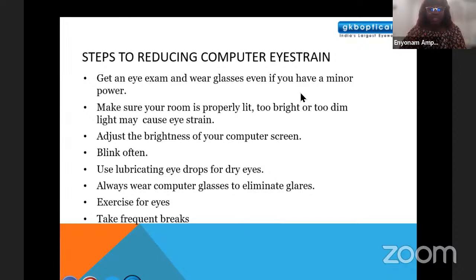The second thing is that you should make sure your room is properly lit. Have enough lighting. It shouldn't be too bright, and it shouldn't be too dim. Imagine those who use a computer, laptop, tablet, or phone, especially at night, instead of sleeping, looking at their phone for a long period of time. All these things can contribute to eye strain. So it's best to adjust the brightness and all those settings on your computer and phone also. You should blink often, and you should not look at it for too long.